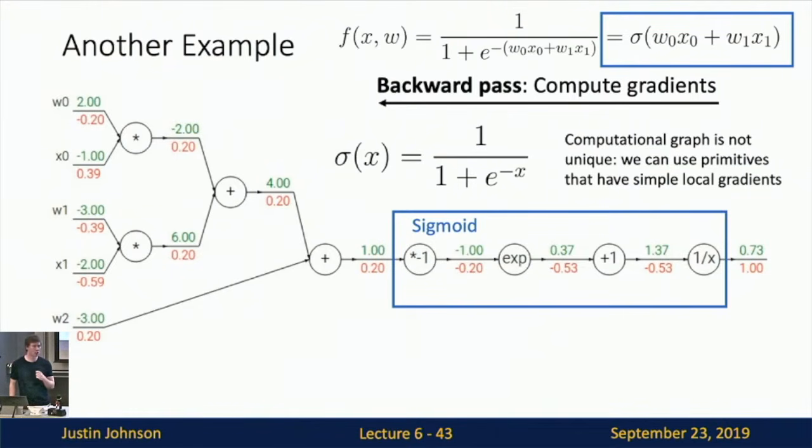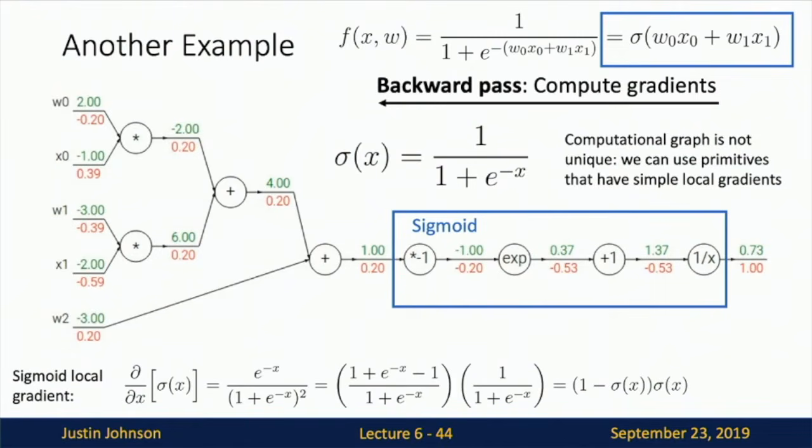In particular, we can choose primitive functions to assign to nodes in the graph such that the local gradients become easy to compute. And this turns out to be the case for the sigmoid function. I don't want to work through the details of this expression here, but if you work through on paper computing the derivative of the sigmoid function with respect to its input, you can see that the local gradient of the sigmoid function has a very simple functional form: it is simply equal to the output of the sigmoid function multiplied by 1 minus the output of the sigmoid function.